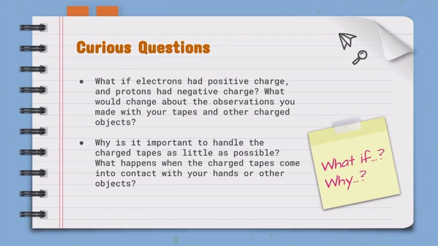Next, it is important to handle the tapes as little as possible so the tape remains positively charged. When the tape comes into contact with your hand, which has a neutral charge, the tape will begin to neutralize as well because it will equalize with the charge on your hand. This can cause experimental error if the tape loses its charge.